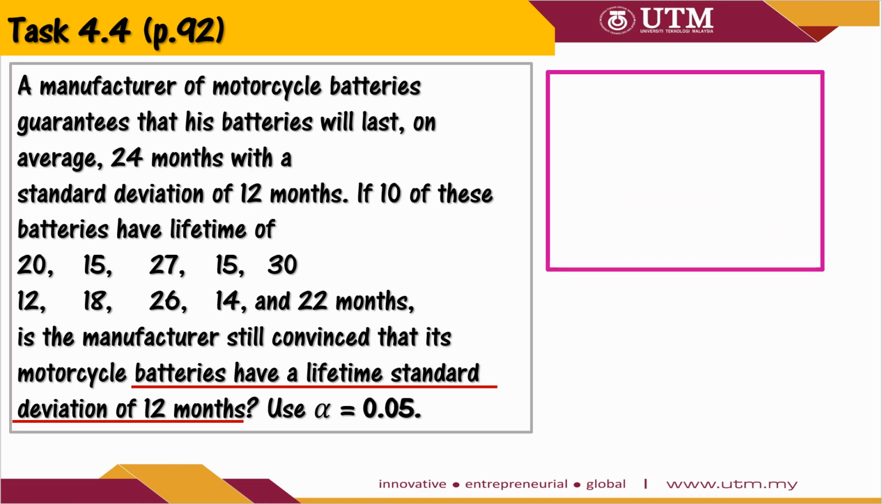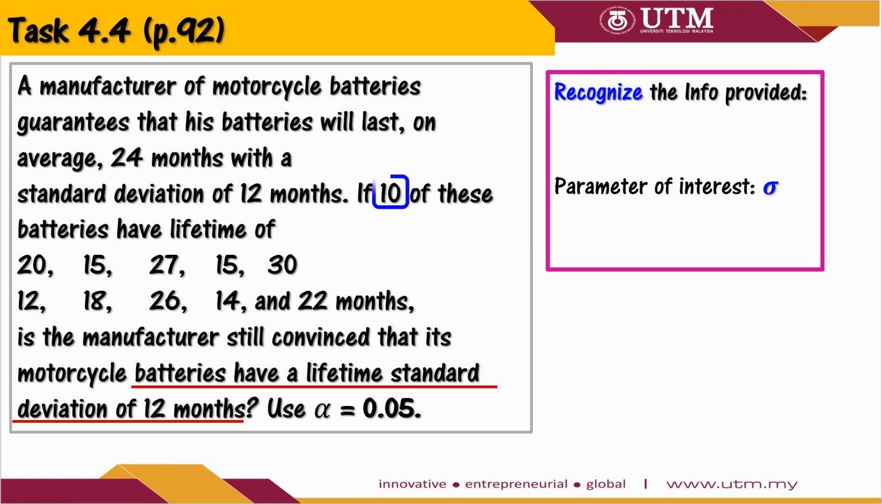The parameter of interest to be tested here, as implied in the question, is the single population standard deviation sigma. Having that idea in mind, we now recognize the required information to carry out the test on sigma. Yes, we need the sample size, which is 10 in this case, and the sample standard deviation or sample variance from the data.